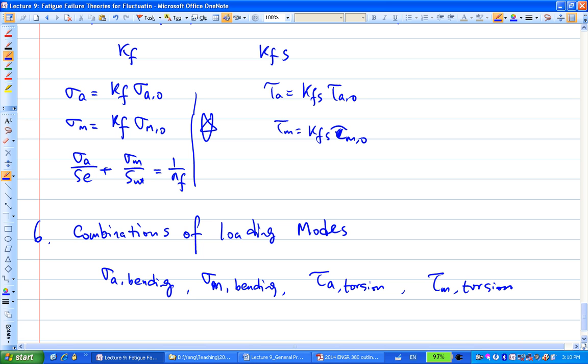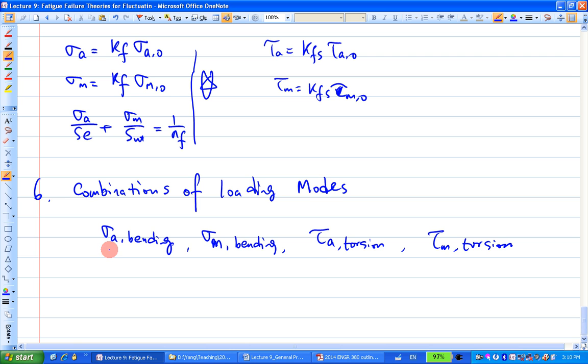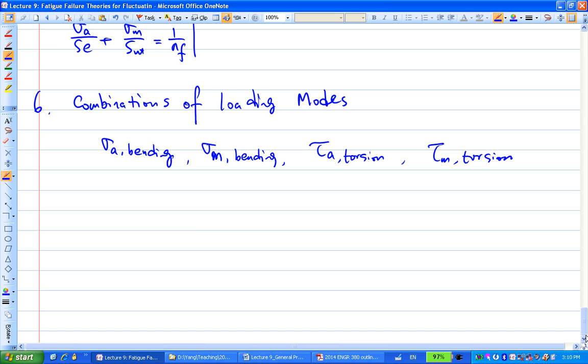So basically, the stress comes from different sources. Some is contributed from the torsion, some from a bending moment, or maybe axial loading, normal stress. So you have both the sigma and the tau contributing to this loading here. That's what we call the combination of loading modes. So this is where I'll bring up that example that I substituted there.